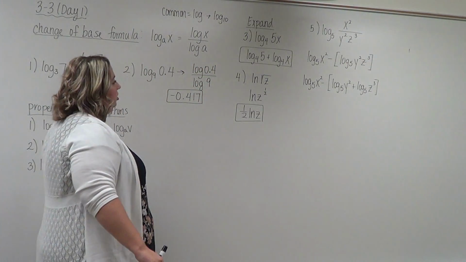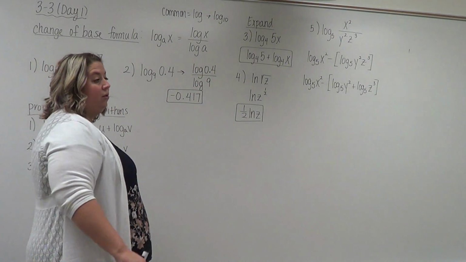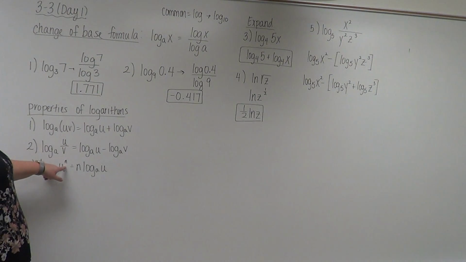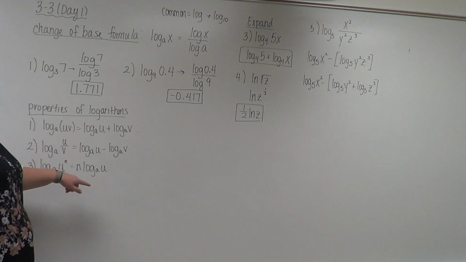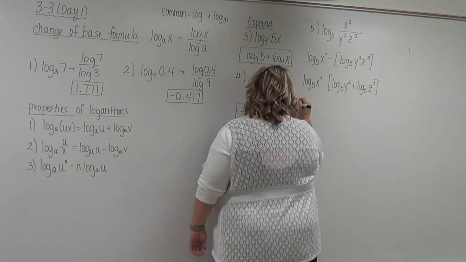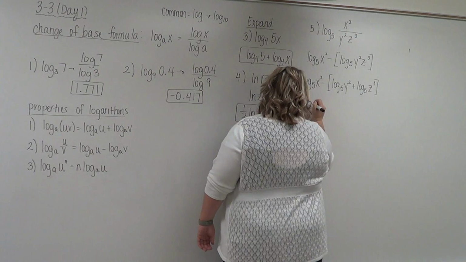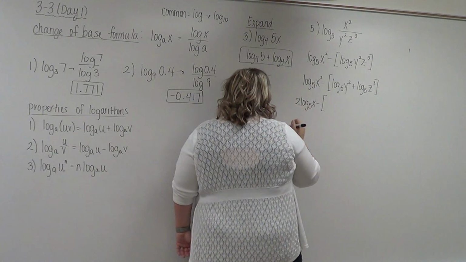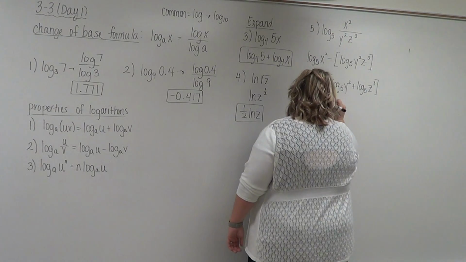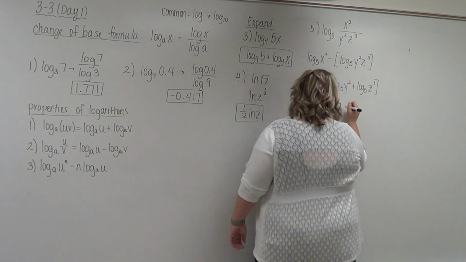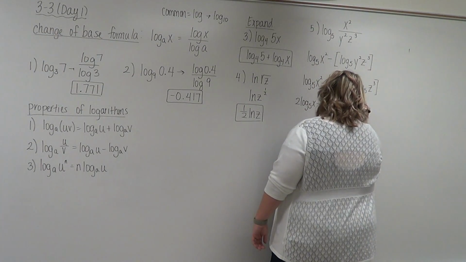And then, still not done yet. What do we still have to do? We have exponents, so they have to go out in front. This one has an exponent of 2, so this would be 2 log 5 x minus, then I would have 2 log 5 y plus 3 log 5 z.